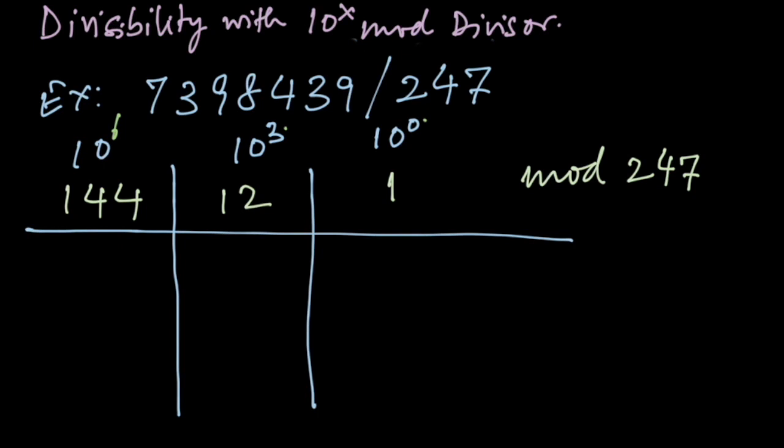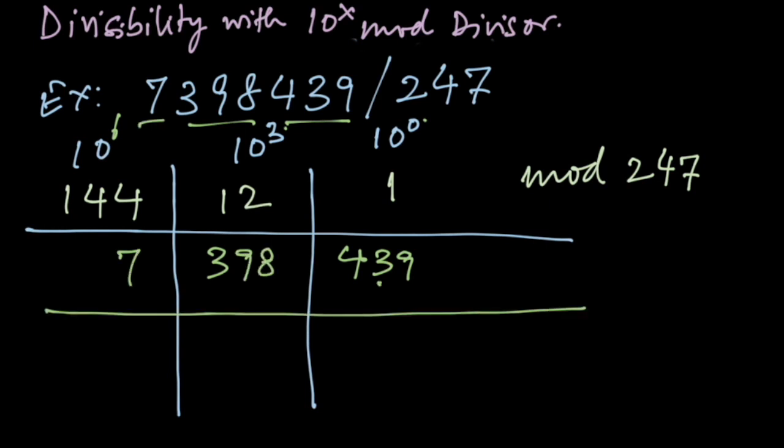For 10 to the power 3, which is 1000, divided by 247, the remainder is going to be 12, because 247 times 4 is 988, which is 12 less than 1000. So we will have 12 for 1000, and for 10 raised to the power 6, it is 10 raised to the power 3 times 10 raised to the power 3, which is 12 times 12, which is 144. Now we will split the numbers. So 439 will come over here, 398 will come over here, and 7 will come over here.